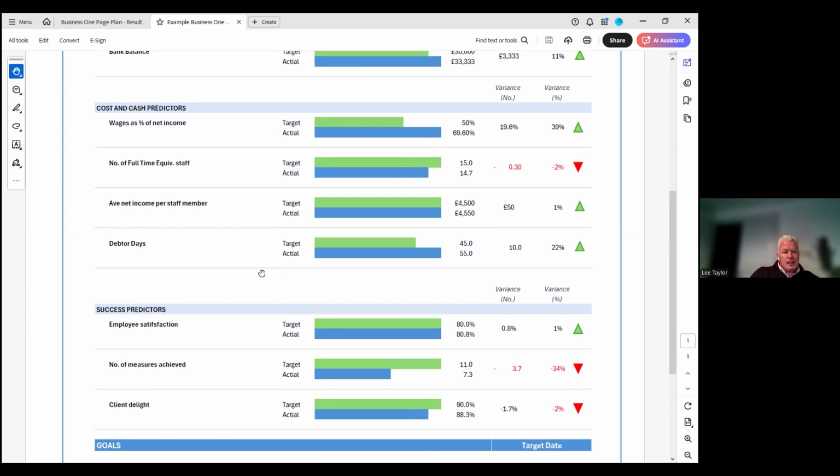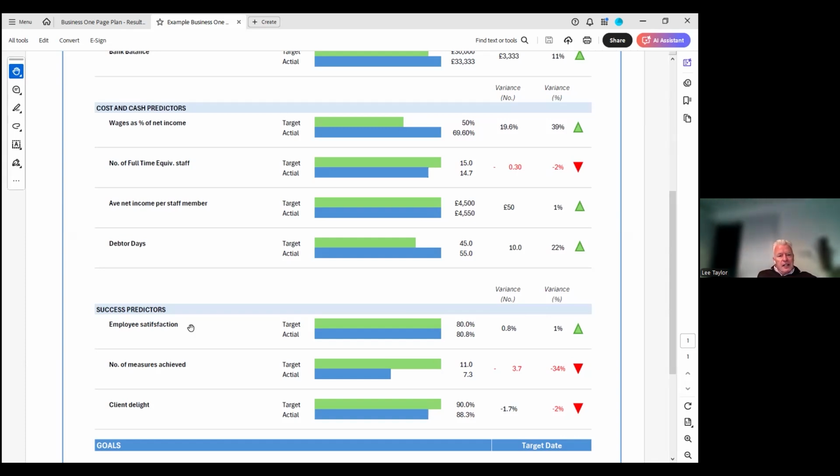Then we come to the success predictors, and again, you'll recognize some of these from me talking about them in the past. And the thing with these measures is these are not the type of measures where you click a button on Sage or on Xero or whatever accounting system you're using, QuickBooks, whatever, and these pop out. We do have to put procedures in place to measure these. And nowhere on Xero or Sage will you find the button that says employee satisfaction.